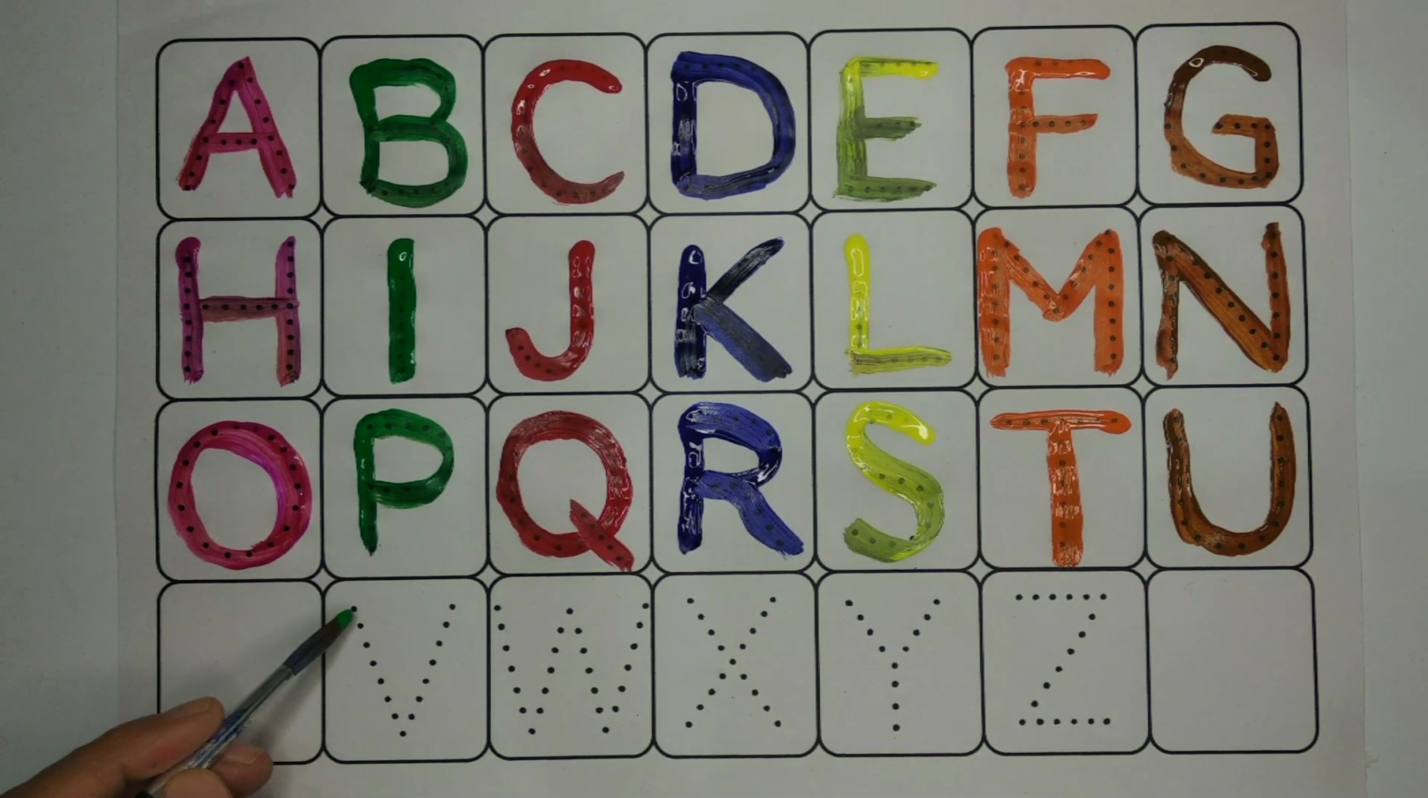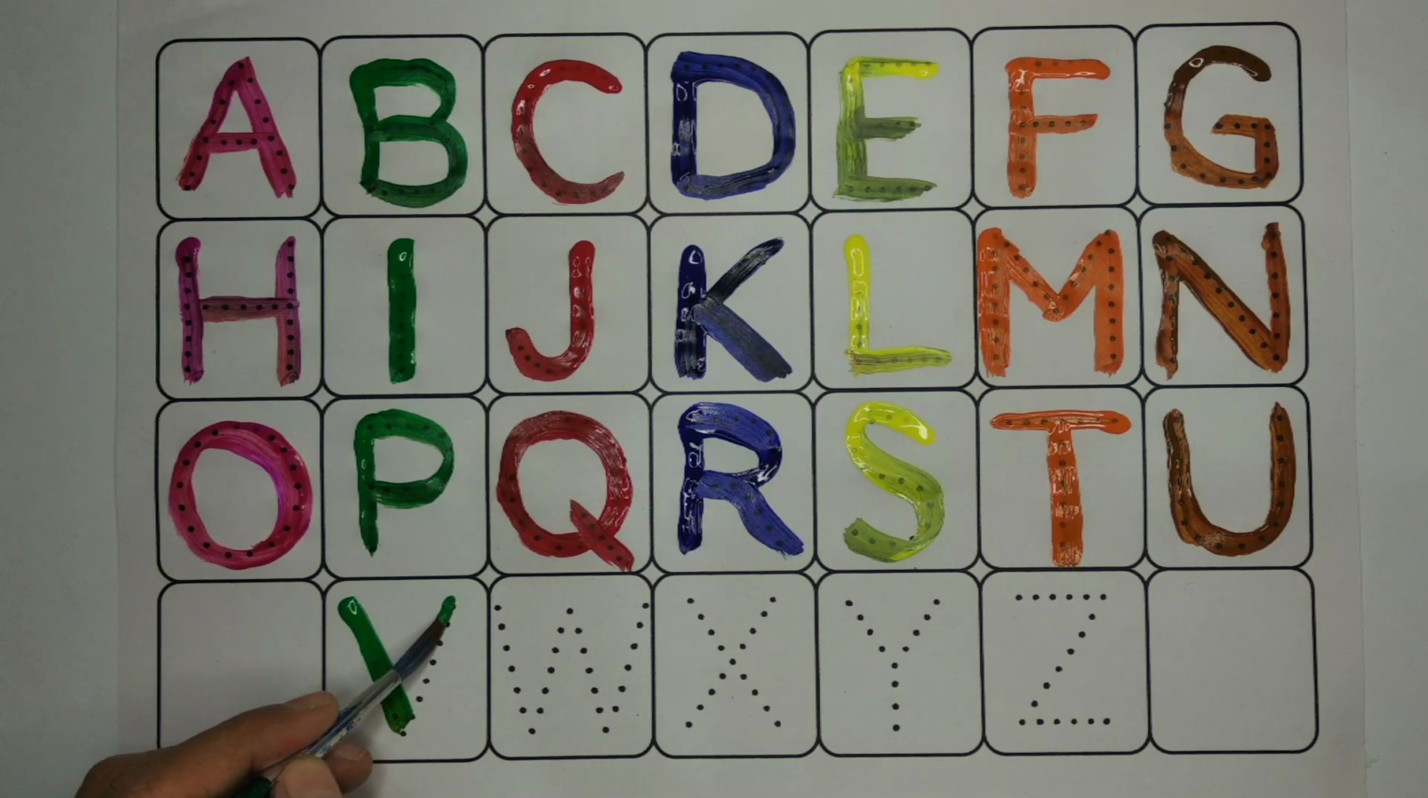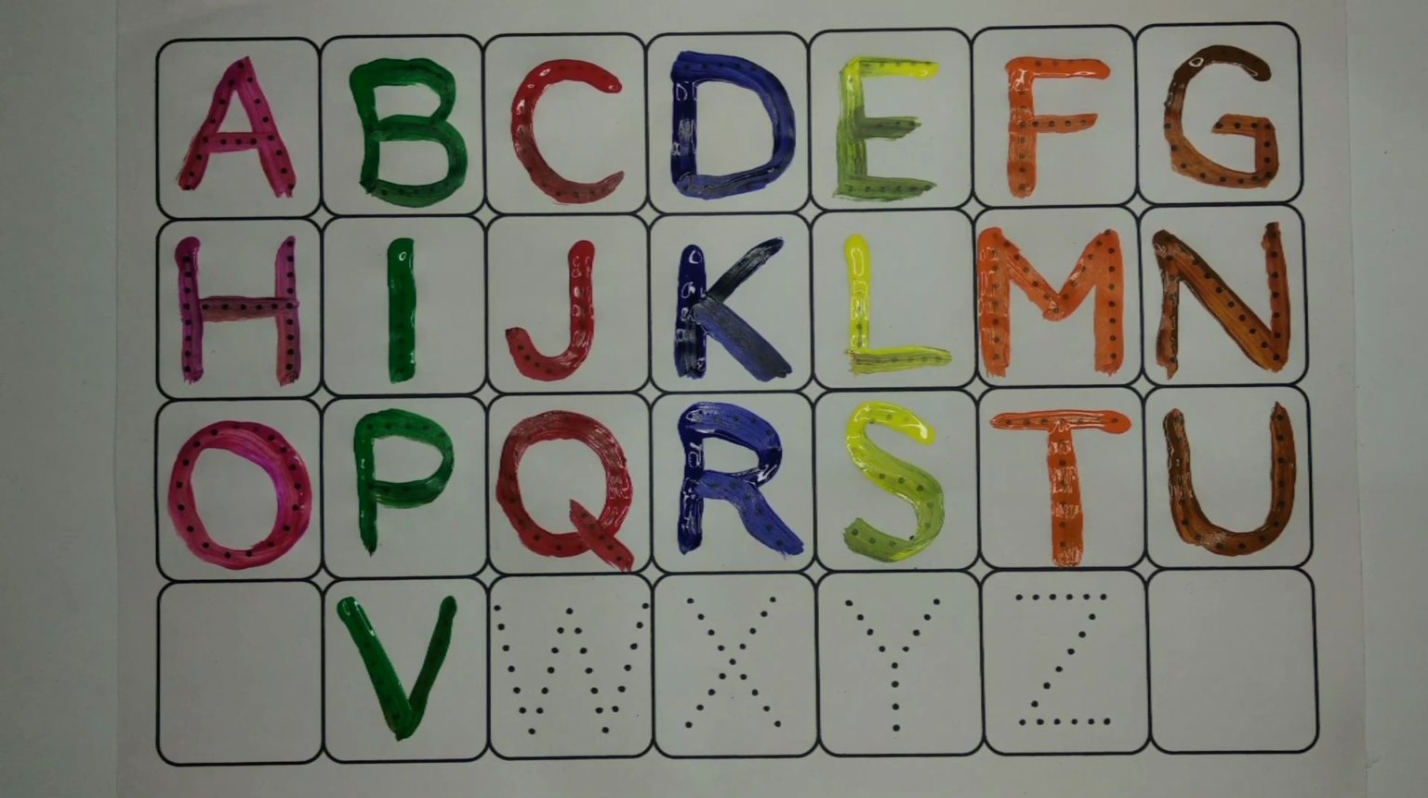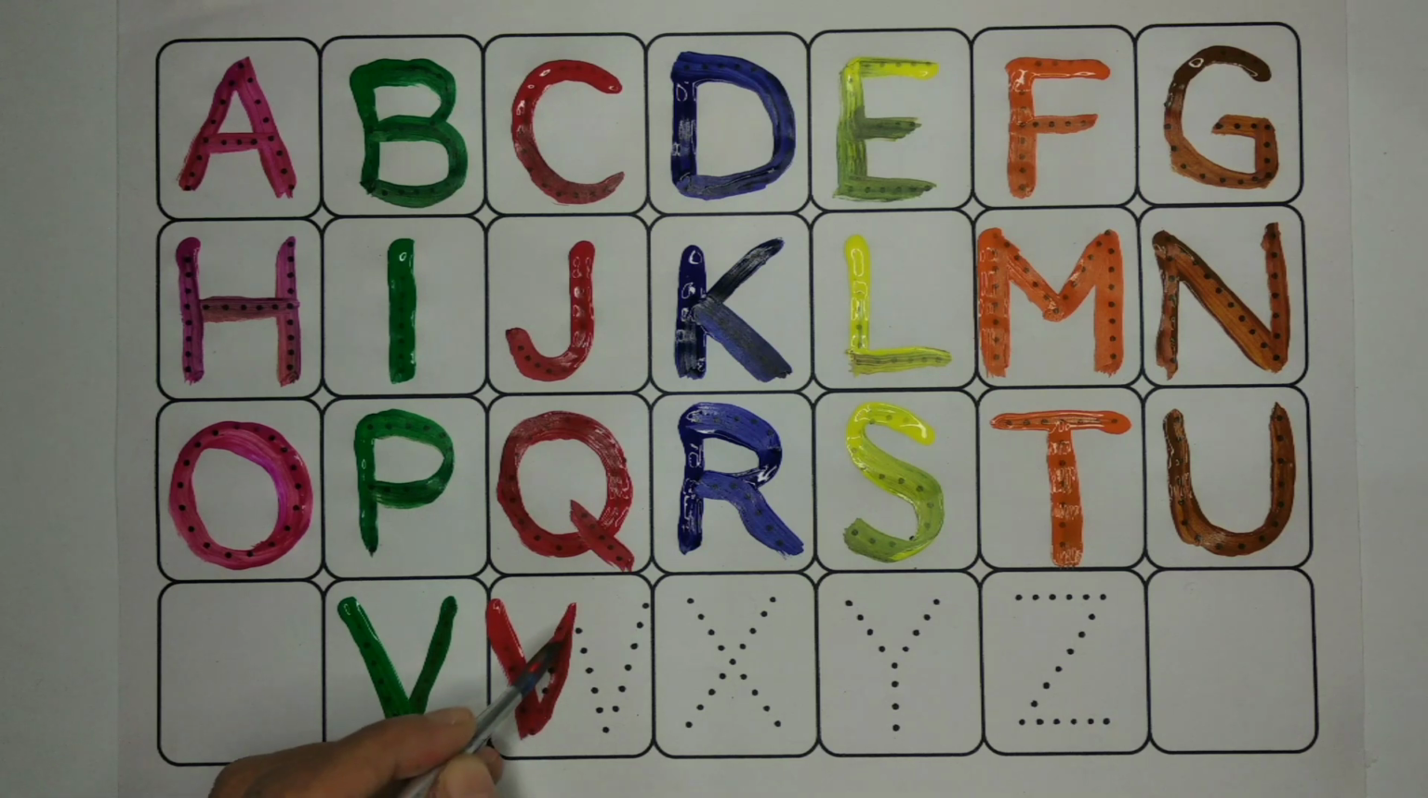Green color: V. V for van. Red color: W. W for watch.